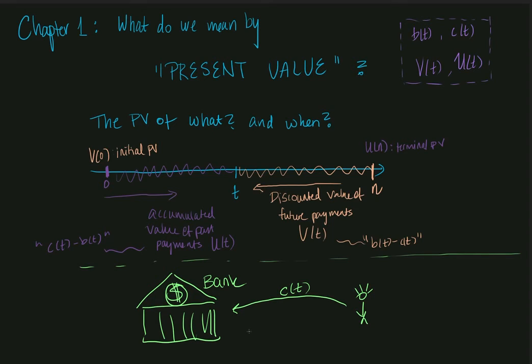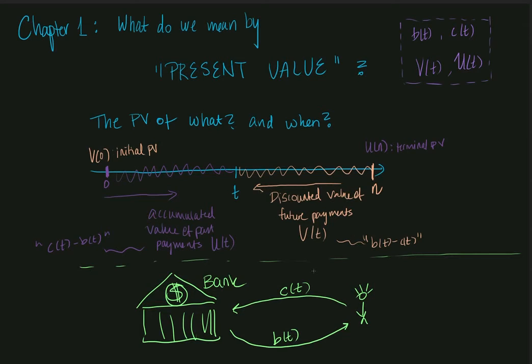C for contributions. And then the bank every so often offers you some benefits, or that's more if it's a pension fund, but also sometimes you make withdrawals from the bank. That's also what we call the benefits. All the money going out from the bank and back to you. That's B of t. So we have C of t and we have B of t.